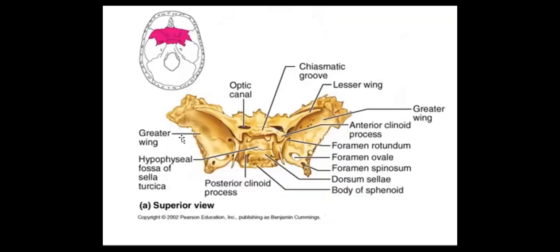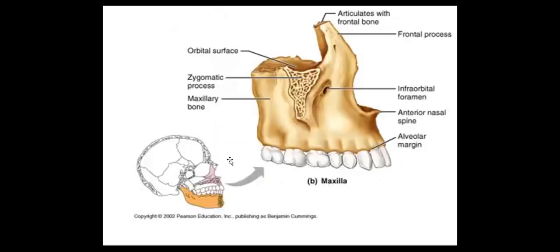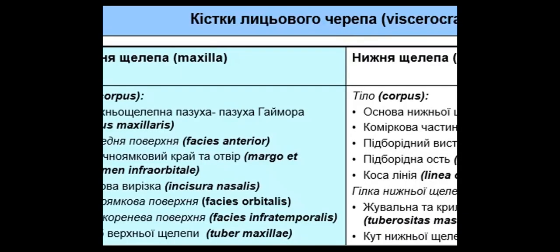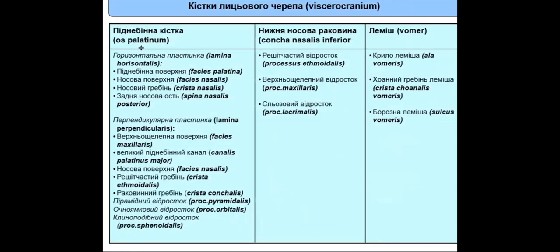Okay, next is the variant for location. The sphenoid bone here in the skull, in a different view. The ethmoid bone in the skull, its location in the internal structure, and all these bones we can see when we look at the anterior norm of the skull. Mandible, maxilla, and next the bones of the visceral cranium: the palatine bone, concha nasalis inferior, and vomer. These are three bones.